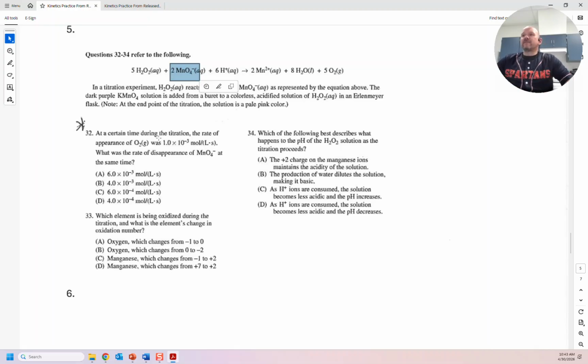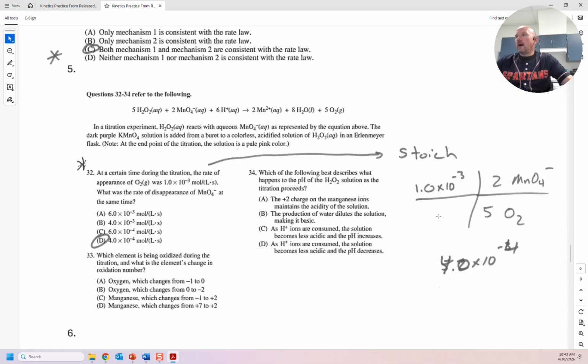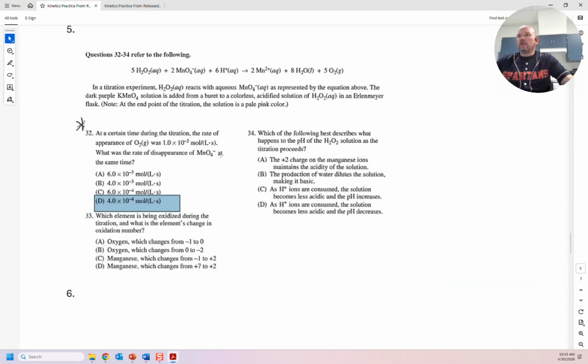So this is for oxygen. So all we have to do is take this number, multiply it by 2, the coefficient of permanganate, because that's the rate we want, and then divide it by 5, because that's oxygen's coefficient. And it comes out to be this guy, D, 4 times 10 to the negative 4. Okay. So again, you would just take that times the mole ratio, the coefficient ratio, and then you get that. Okay. All right, so that's a pretty quick one.